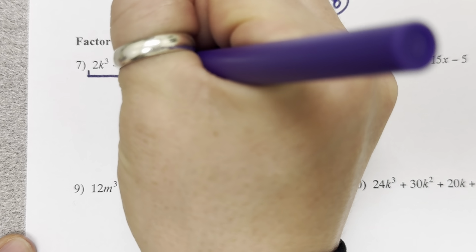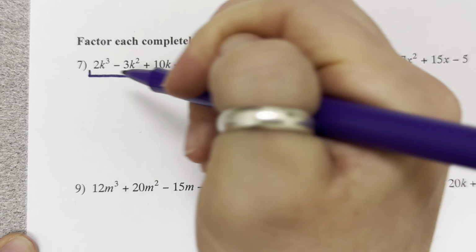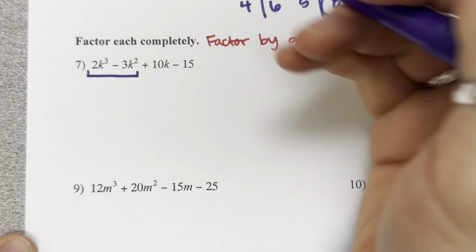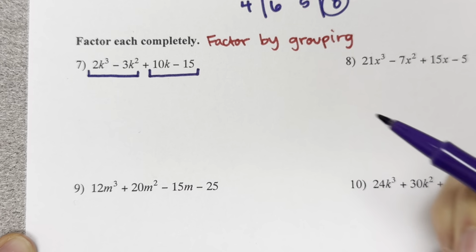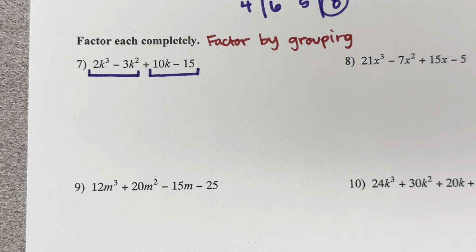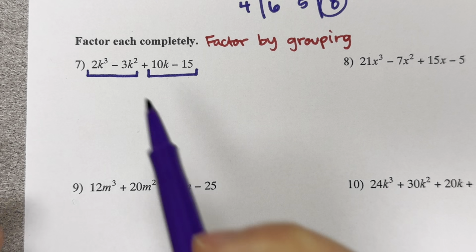I'm going to take my first 2 terms. That's my first binomial, so I'll only factor those 2 at a time. And then I'll take my next 2 terms and factor those 2 at a time. Okay, so I'm going to go ahead and factor these guys first.